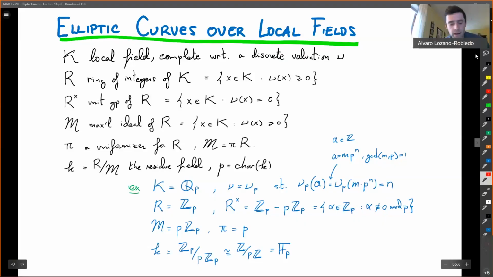Let's get started and continue with our discussion on elliptic curves over local fields. Here's the setup. We are going to be working over a local field that is complete with respect to a discrete valuation nu, and we set up all that notation before, but I just wanted to repeat the notation.